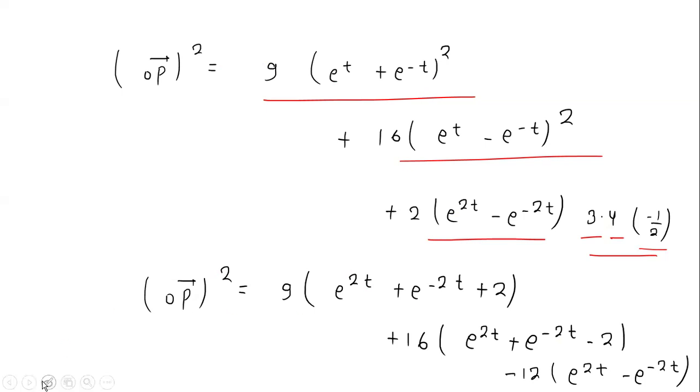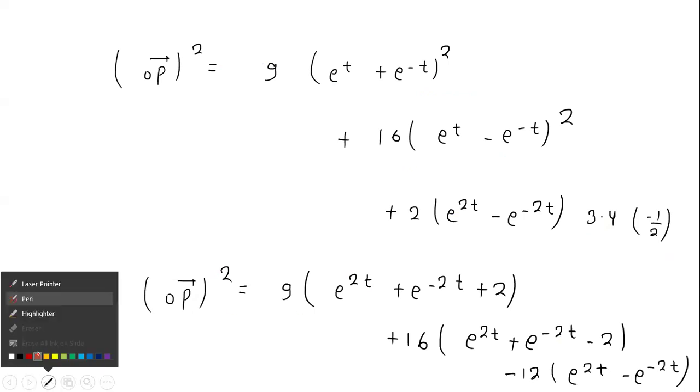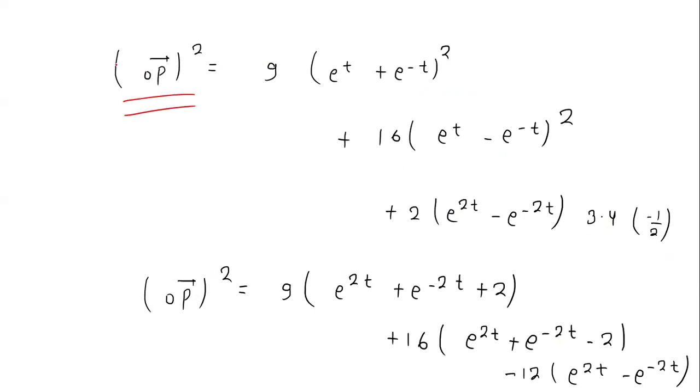So this is the simplified version of OP vector whole square, which is the same as the length of OP vector whole square. Now you can open this. If you open this, you will get e power 2t plus e power minus 2t plus 2, which is simply like a plus b whole square.